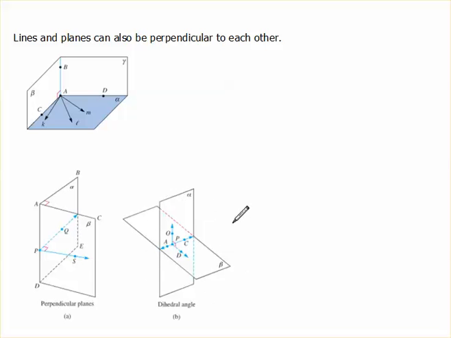Now, we also have what's called a dihedral angle. A dihedral angle just means the angle between two planes. In this case, this is a right dihedral angle because it forms a right angle, a 90-degree angle.